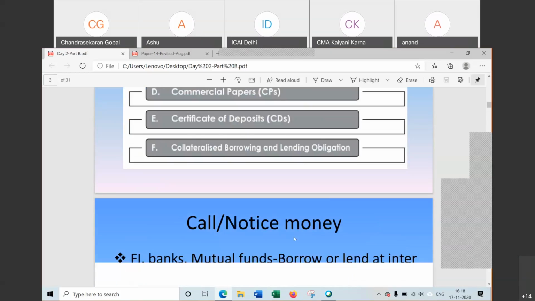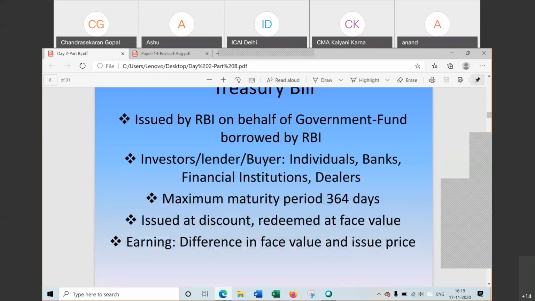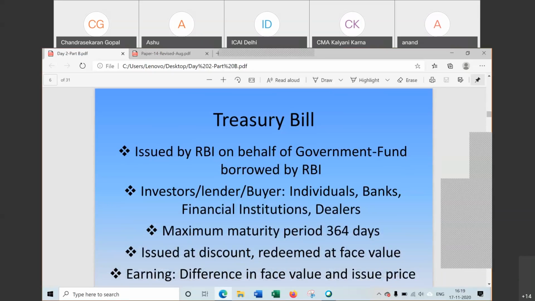So treasury bill has a maturity period of maximum 364 days. Treasury bills are issued at discount and redemption is made at face value. Suppose the face value is 100, then it might be issued at 80 rupees. So the difference between issue price and redemption price will be the earning to the holders. The difference of 20 rupees will be earned by the buyer of this treasury bill.